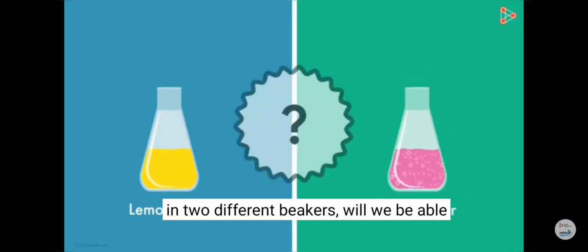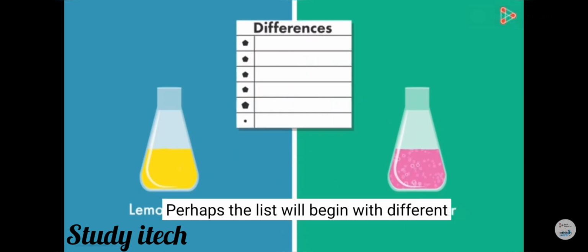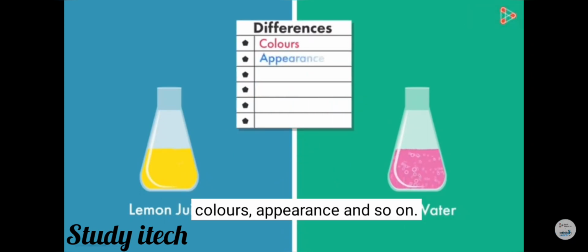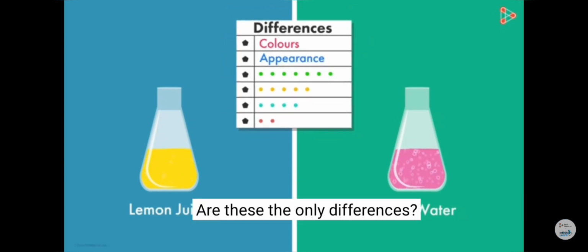Discuss, will we be able to list the difference between the two? Perhaps the list will begin with the different colors, appearance, and so on. But these are just properties that we can see. Are these the only differences?